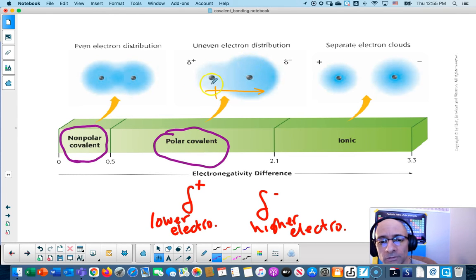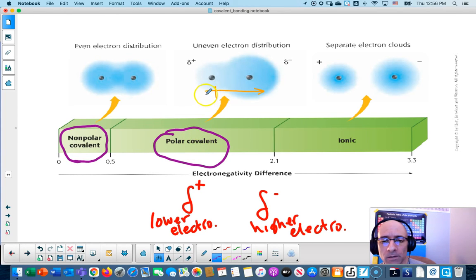It's still sharing those electrons. It's just that it has such a stronger attraction that it uses them more often. It takes them more often. And we see that we have this uneven distribution. The electrons don't move around both atoms in the same way. They're kind of over here around the more electronegative atom more often. When we have that situation, we have what's called a polar covalent bond.